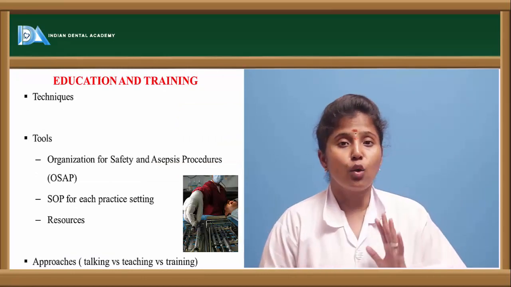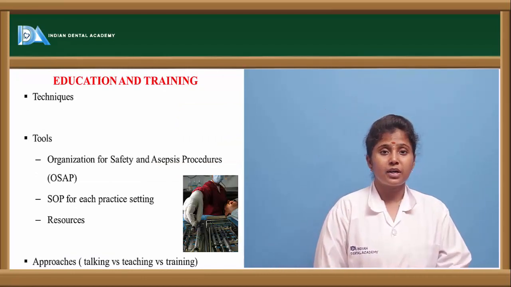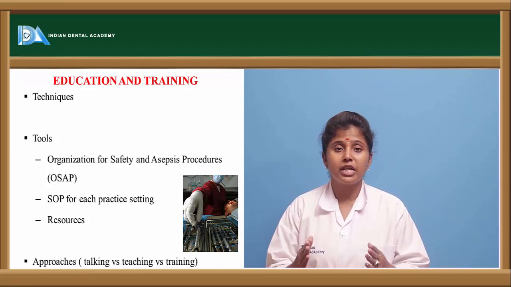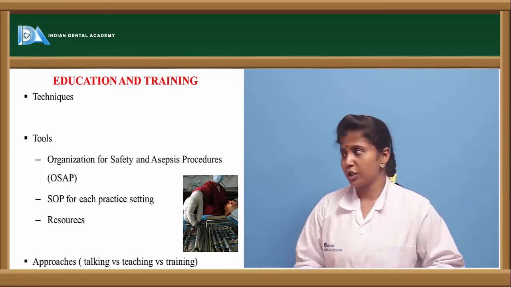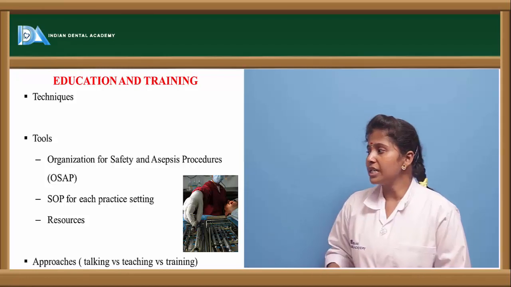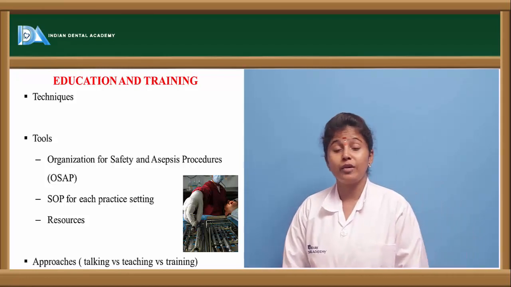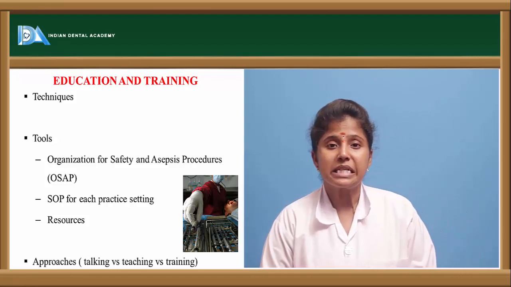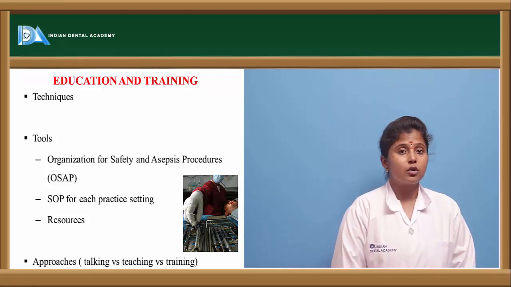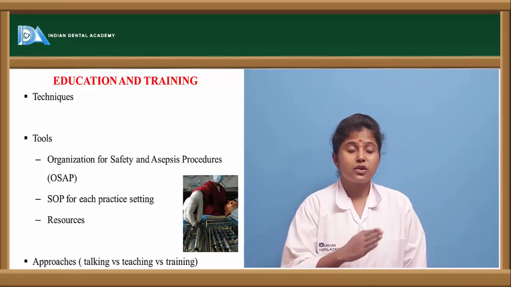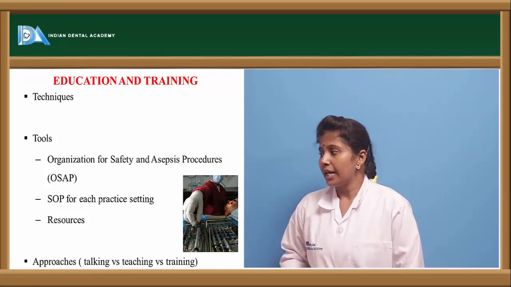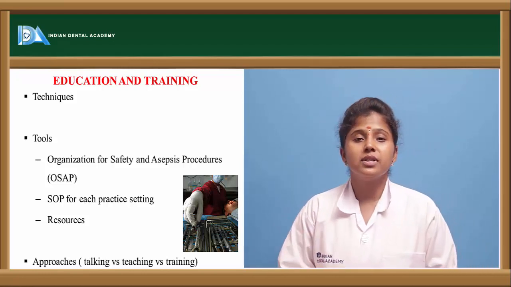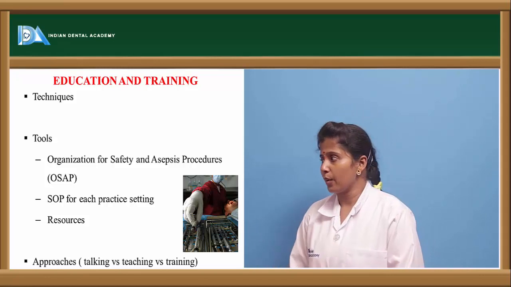Education and training. Whoever the dental clinician is, or the dental person giving the treatment, should be given proper education and training on how to reduce infection. There are various tools like organizations for safety and asepsis procedures. We need to follow the regulations under this, and the SOP for each practice setting. SOP is nothing but standard operating procedure. The dentist or clinician should know the standard operating procedure for each and every piece of equipment and resources which he uses. And we need to train the person to use the dental equipment.